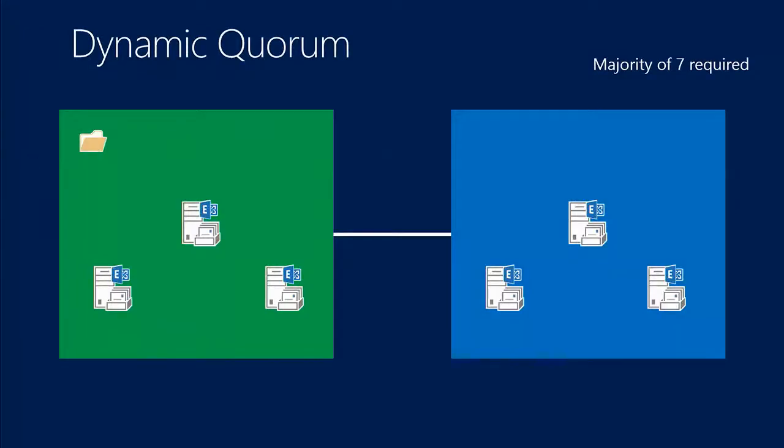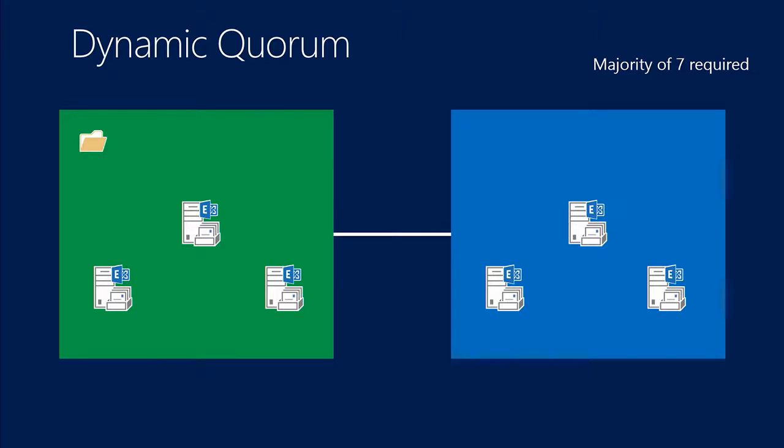So let me illustrate how this works for you. I've got 2 data centers over here. I've got a 6-member DAG, 3 servers in each data center, and the one in green over here is my primary data center, so it's got my witness server in it. So I've got a total of 7 votes, which means to maintain quorum, I need a majority of 7. What's a majority of 7? A little louder. 4, that's right.